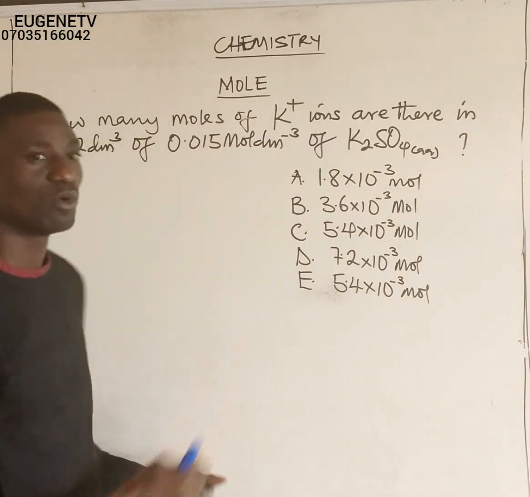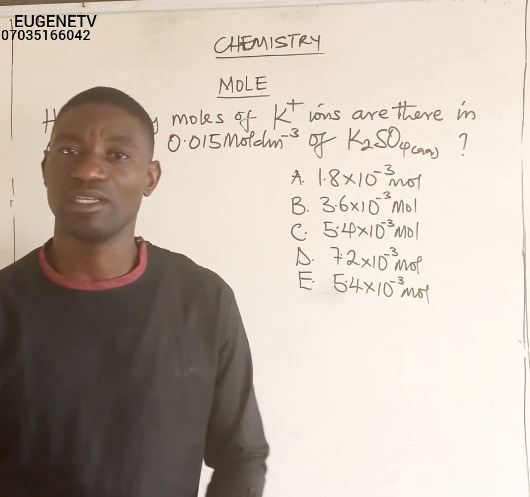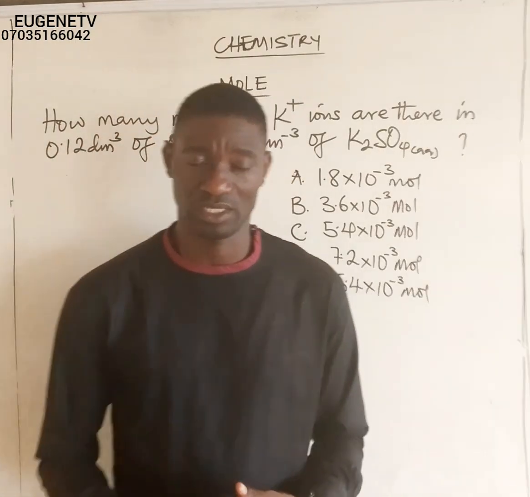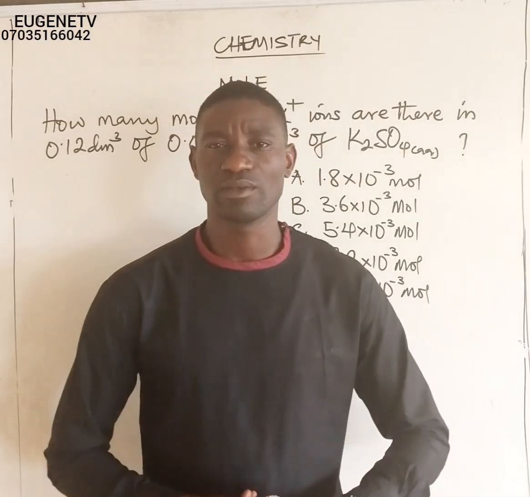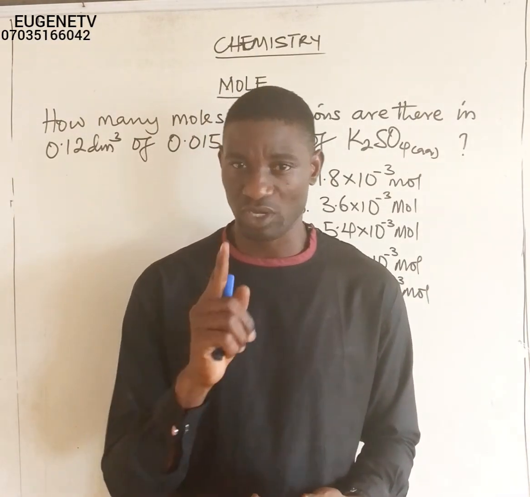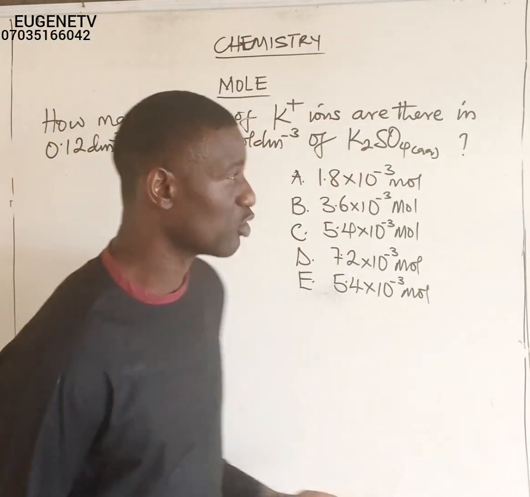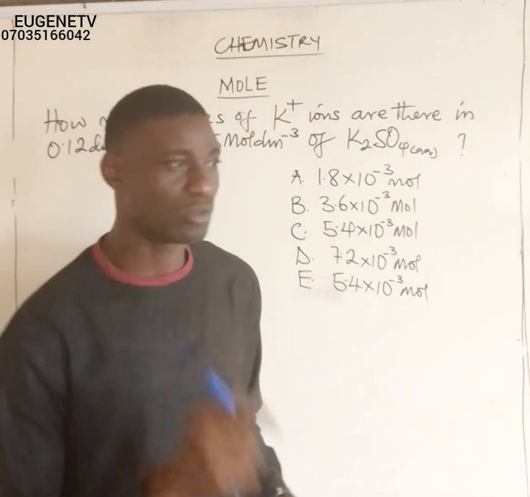Of course, this question is based on mole. We have established earlier the meaning or the definition of mole. We said in one of our videos that mole simply means the amount of chemical substance that contains as many elementary particles as there are in 12 grams of carbon-12 isotopes. And of course, mole is also the SI unit for measuring an amount of chemical substance.